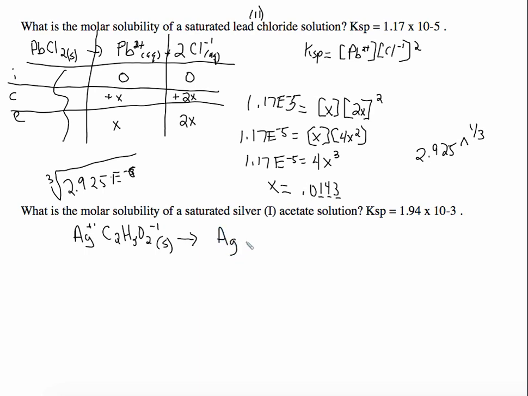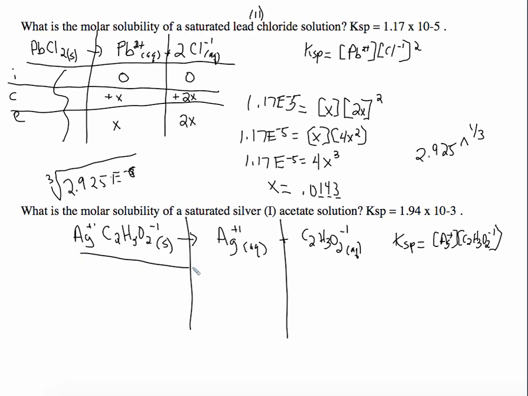Okay, so to finish this equation, you would go AgC2H3O2 solid, and it's going to break into silver ions plus C2H3O2 -1 aqueous. And then you can write the Ksp expression. The Ksp is going to equal Ag+ times acetate, C2H3O2 -1. That's the Ksp expression.